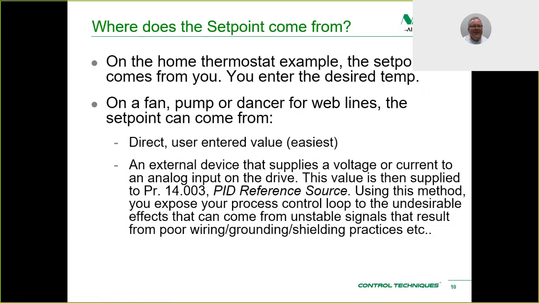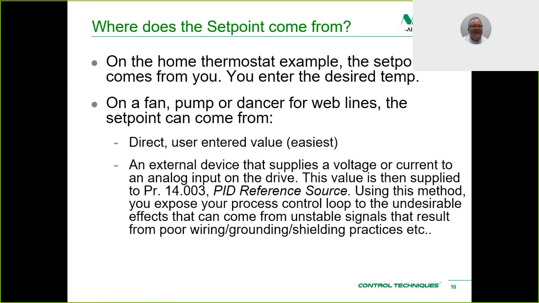I'm just going to be determining what the optimum frequency the drive needs to run at, and then what I'm going to do is apply the PID output to trim that speed. So it can come directly from you, or you can also have another device that supplies a voltage or current to an analog input on the drive. So the feedback for the PID is normally an analog reference, and the set point can also come from an analog reference as well. So if you use a separate device for your set point, you need to be sure to avoid introducing noise into the system.